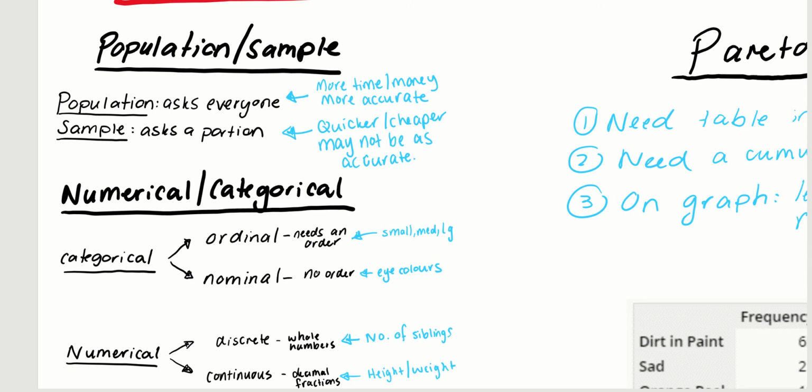Now, one thing that's important there, a population just means it asks everyone in that category. So it doesn't mean that I have to ask all of Australia or all of the world. It means if I need to know something about Year 12, I ask all of Year 12, not just our class, for instance. That would be a sample. So I've written there some pros and cons that can be asked about population. It's more time, more money to ask more people, but usually it is more accurate. Whereas a sample, it is quicker, it's cheaper, but it may not be as accurate because you're not asking everyone.